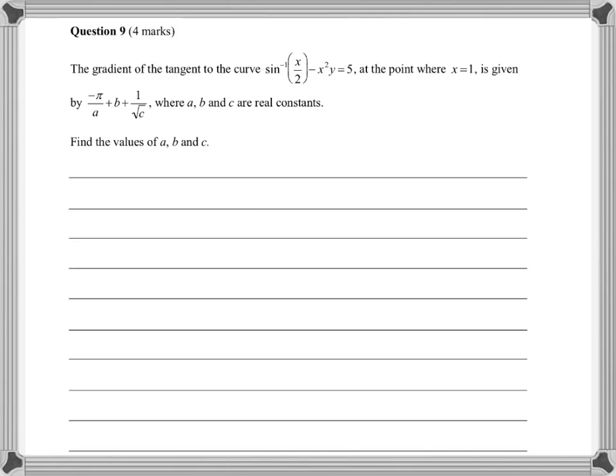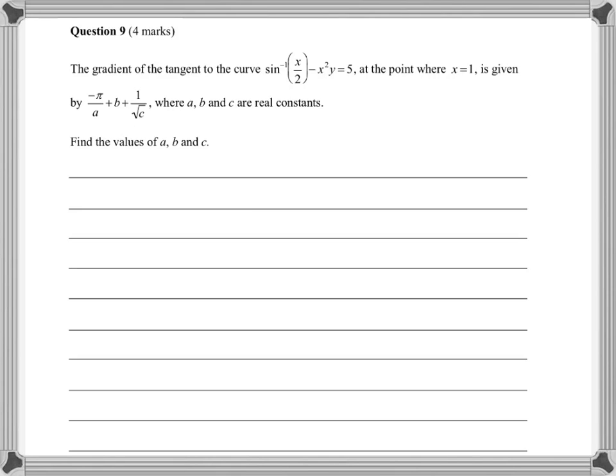Question 9. The gradient of the tangent to the curve inverse sine x on 2 minus x squared y minus 5, at the point where x equals 1, is given by this expression. So that's the general form of the answer for the gradient of the tangent, where a, b, and c are real constants. We have to find the values of a, b, and c. So it's about working out the gradient of the tangent to this curve at x equals 1 and making sure our answer looks like this and stating what a, b, and c are.